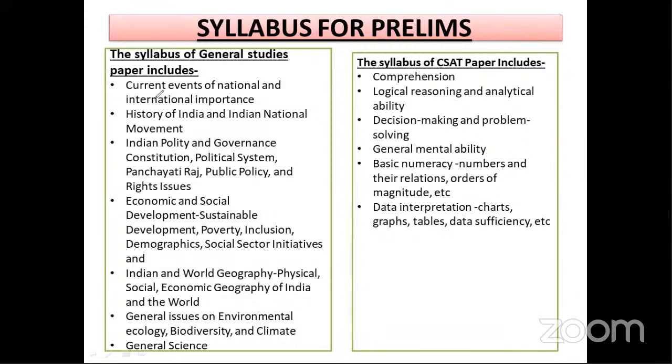Okay, means the syllabus includes current events of national and international importance. Very important, means you have to know the current affairs of both international and national importance. What will come under national importance and what will come under international importance? This is a very big question. How can you say it's a national importance current affair, and how can you say it's an international importance current affair?